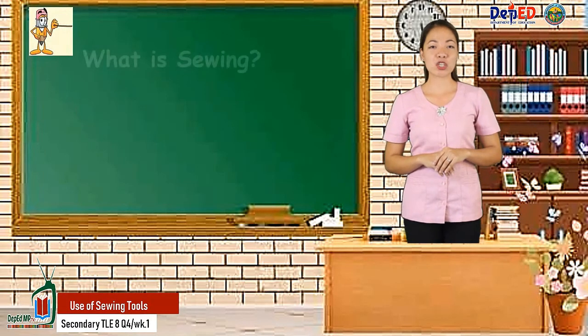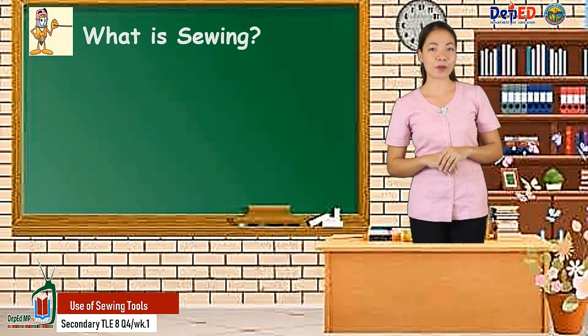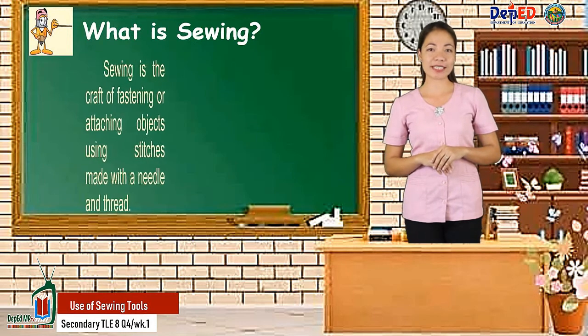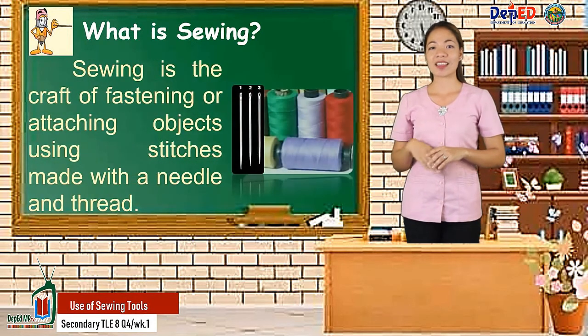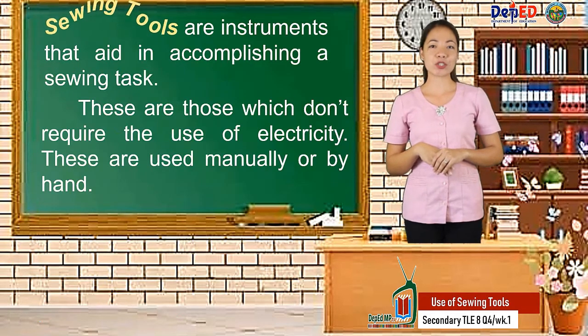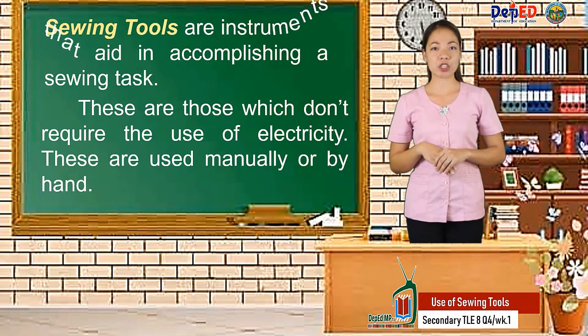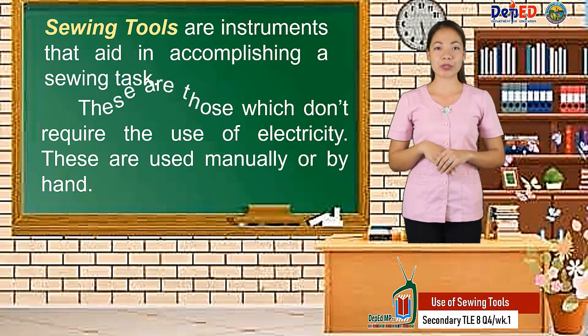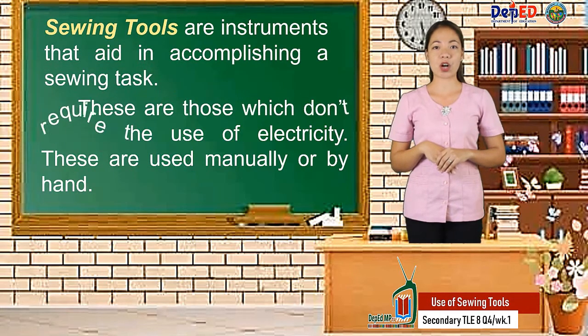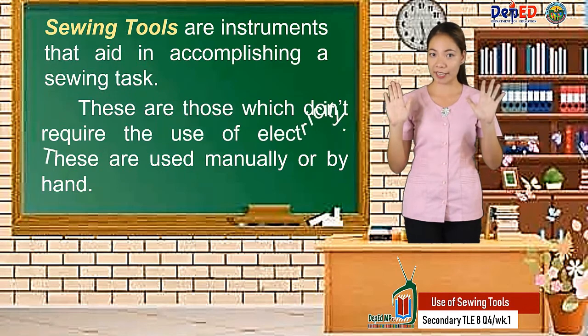Okay, let's define sewing. Sewing is the craft of fastening or attaching objects using stitches made with needle and thread. And sewing tools are instruments that aid in accomplishing a sewing task. These are those which don't require the use of electricity. These are used manually by our hands.